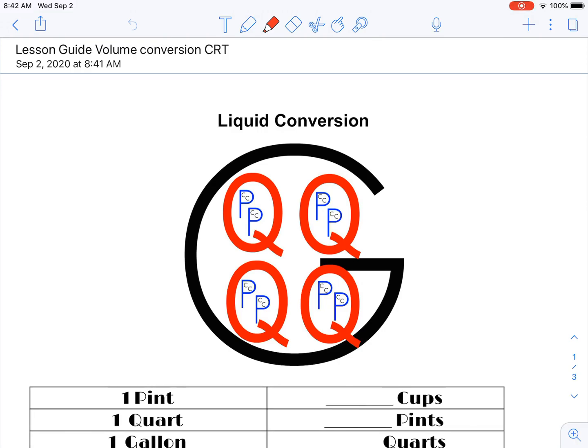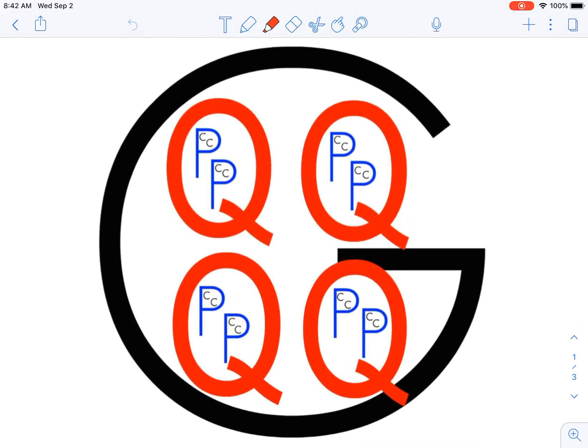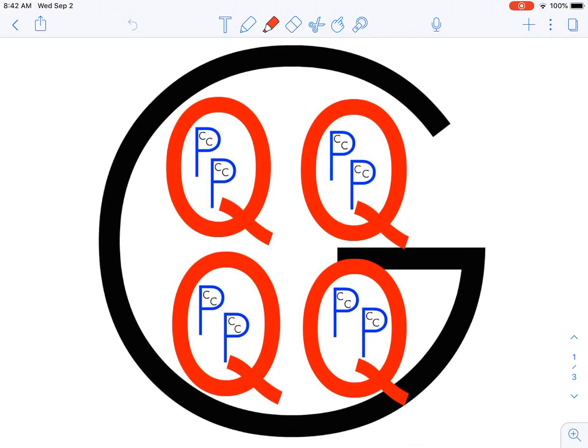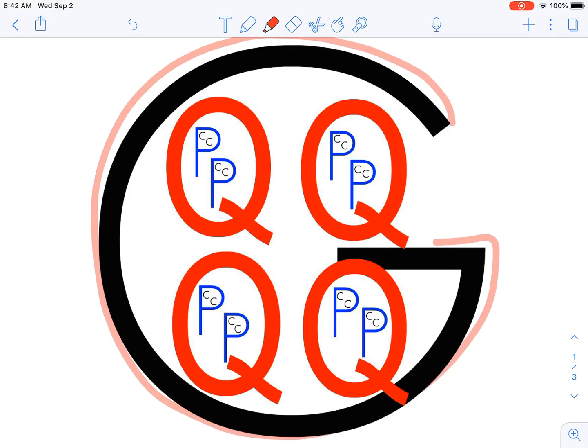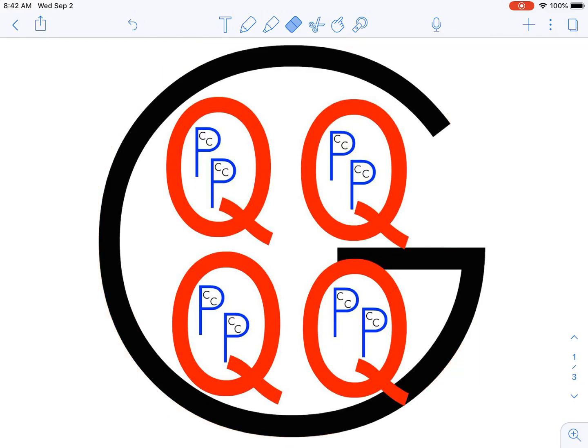This little diagram is a really cool diagram because a lot of us are visual learners, and it helps us see the different conversion factors. For instance, in a gallon, you see the gallon, and in the gallon there are 4 quarts. Do you see the 4 quarts? And then in each one of those quarts, there are 2 pints. So there would be 2, 4, 6, 8 pints in a big gallon.